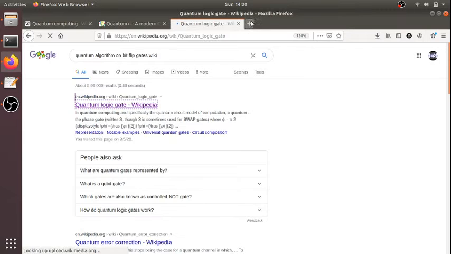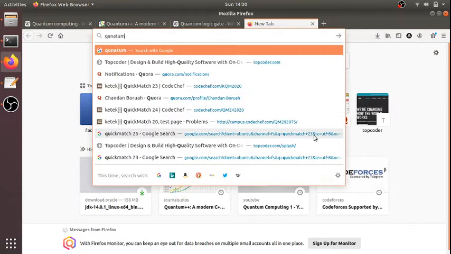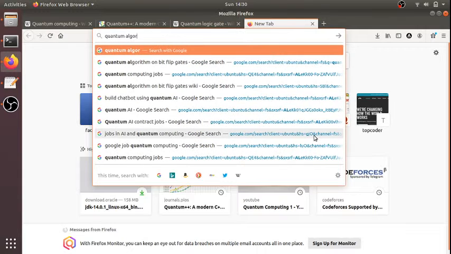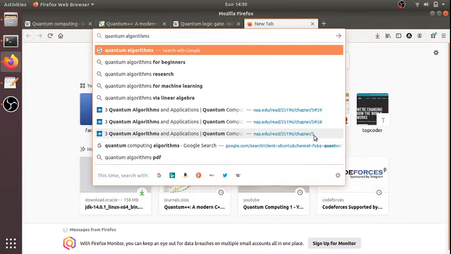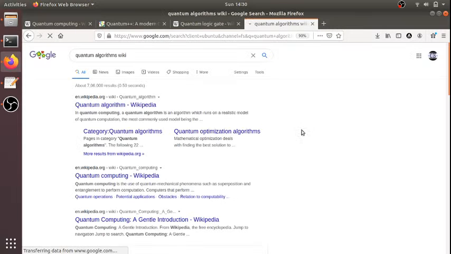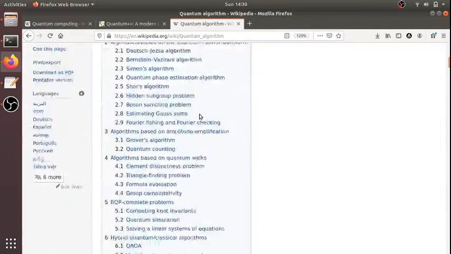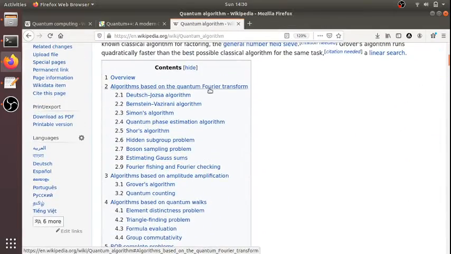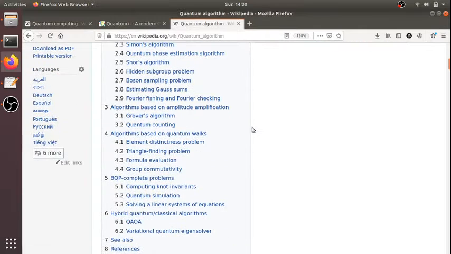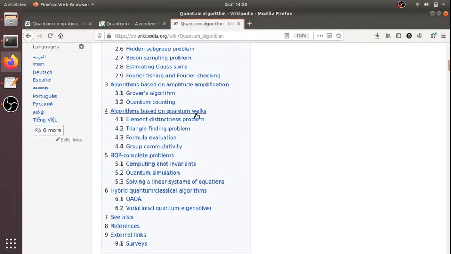Maybe if I write quantum algorithms, some algorithms, wiki, quantum algorithm, quantum logic gate, not this one. Wow, algorithms based on Fourier, I don't even know what a Fourier transform is. I've heard about it. Algorithms based on quantum walks.